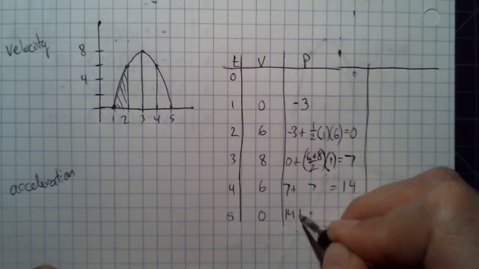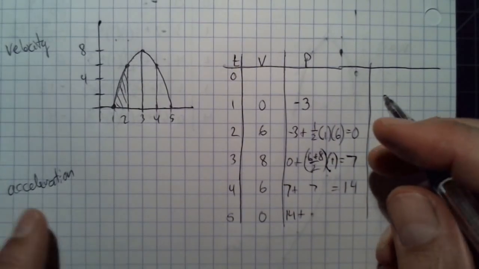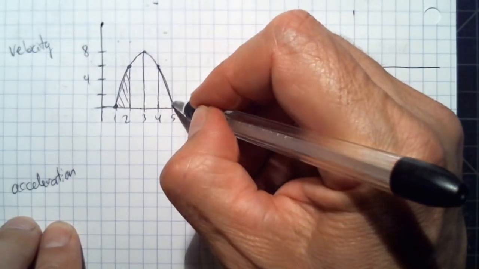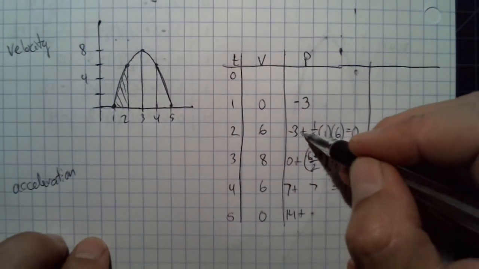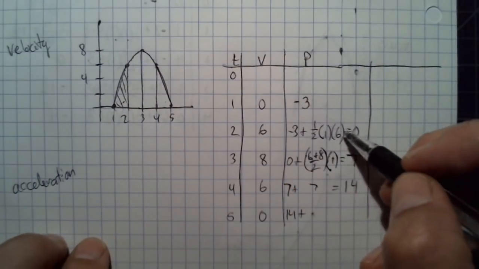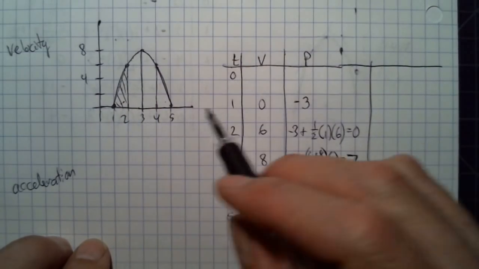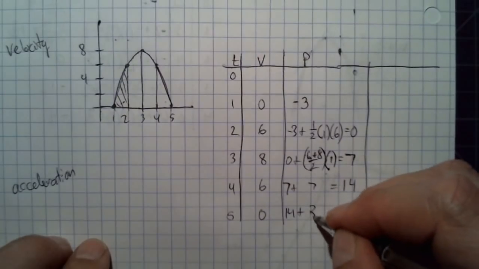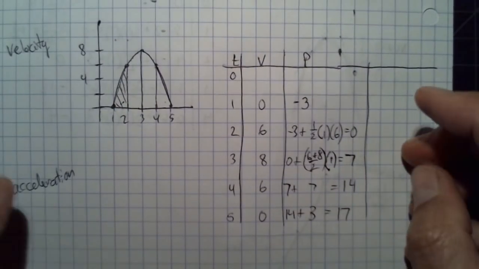Now we do 14 plus, we need this triangle, which is going to be the same as these triangles are equal, congruent, so we have the same area and we get 3. 17.